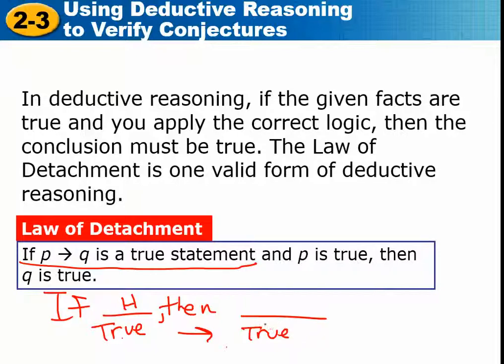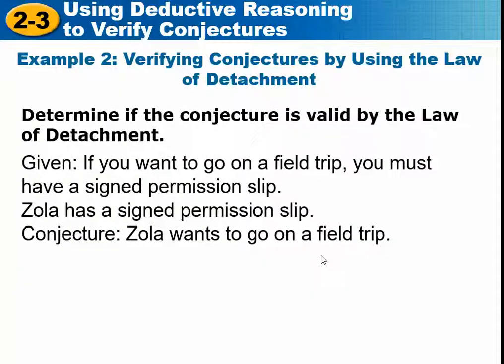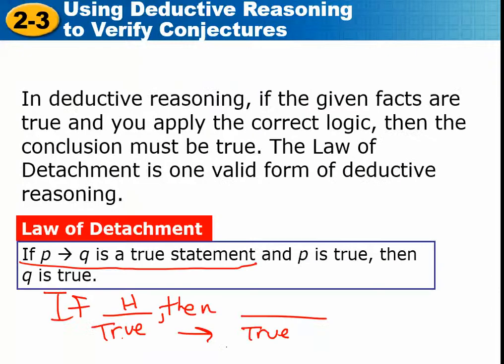Now, it doesn't work the other way around. You can't say that if this is a true statement and the conclusion is true, then the hypothesis is true. It doesn't work that way. The converse doesn't work. Only this conditional works. So let's look at an example of this. I'm going to do a different example. That one's a little harder.